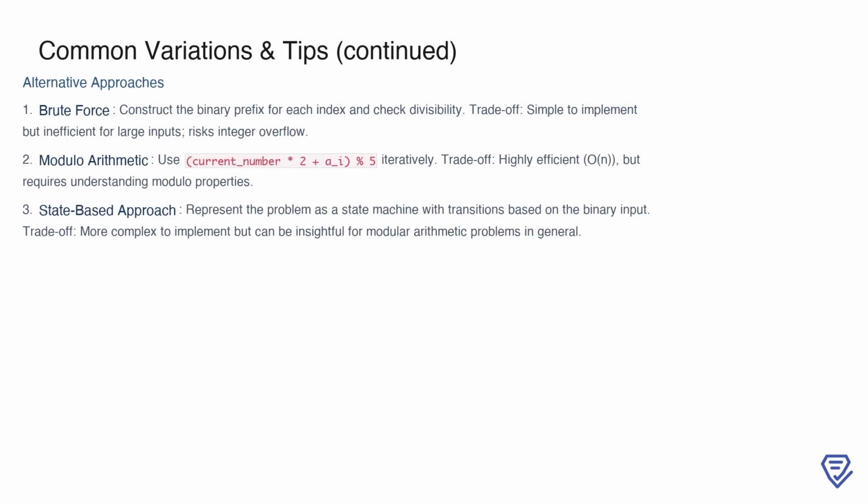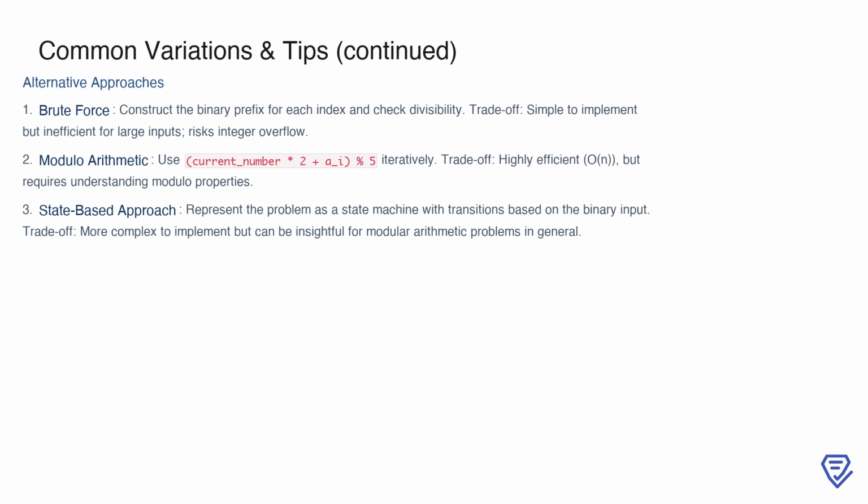Finally, let's look at some alternative approaches to solving this problem. The brute force method involves constructing the binary prefix for each index and checking divisibility directly. While this approach is straightforward to implement, it's highly inefficient for large inputs and risks integer overflow. A more efficient method is to use modulo arithmetic, where you iteratively update the current number with the formula (current_number * 2 + a_i) % 5. This approach has a time complexity of O(n) and avoids the pitfalls of large number construction, but it requires a solid understanding of modular arithmetic.